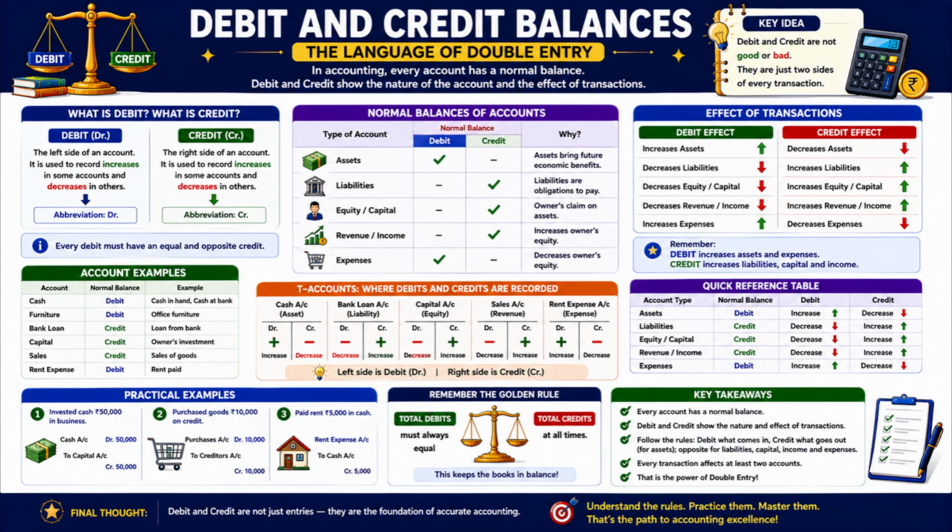Now, let us understand the nature of balances. Debit balance accounts: assets, expenses. These normally carry debit balances. To increase them, debit them. To decrease them, credit them. Credit balance accounts: liabilities, equity, revenue. These normally carry credit balances. To increase them, credit them. To decrease them, debit them.